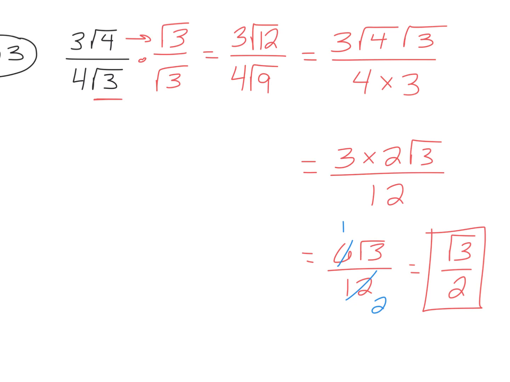Questions on 103. Why did we only multiply by the square root of 3 at the beginning? There's only one term.